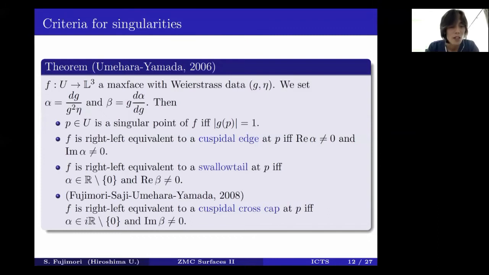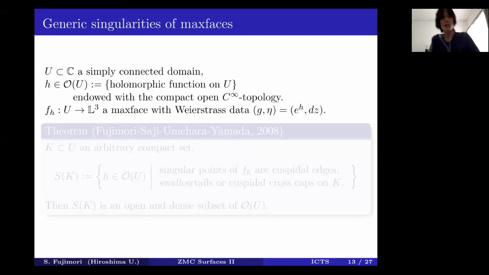And also, generic singularities of maxfaces, we can say as follows. Let U be a simply connected domain in C, and O(U) the holomorphic functions on U. Let H be a holomorphic function on U, endowed with the compact-open C infinity topology. So we get a topology here. And F sub H is the maxface with Weierstrass data, this Weierstrass data.